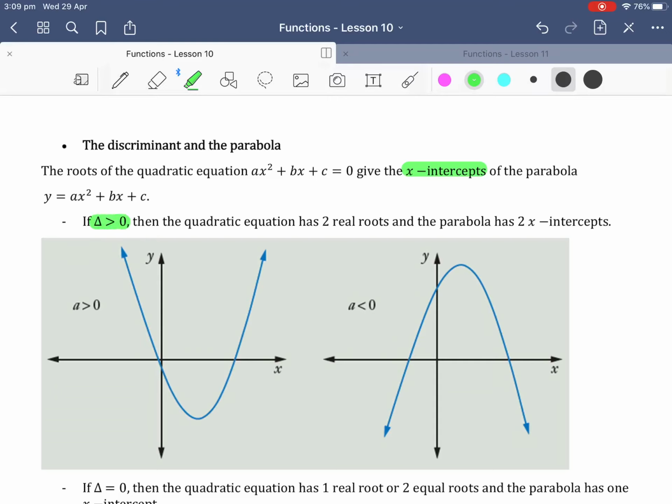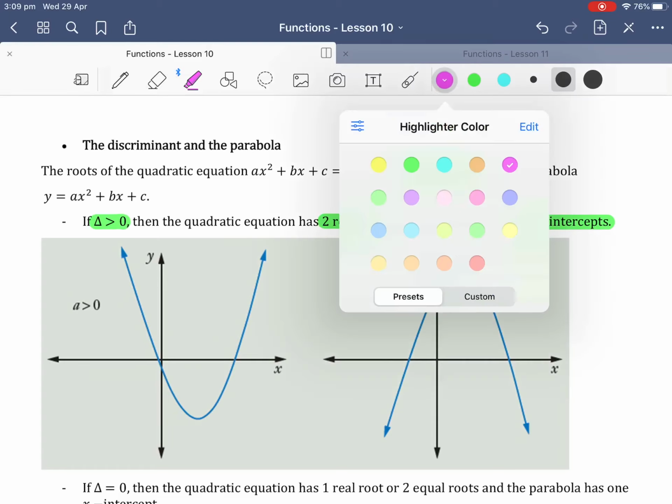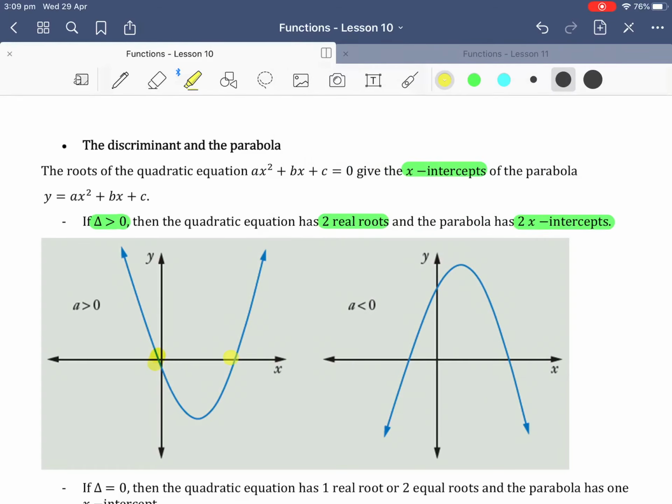So if our discriminant is greater than 0, then we know that our equation has two real roots. Because it has two real roots, the parabola must have two x-intercepts. So we have our two x-intercepts here and here, when a is greater than 0 and when a is less than 0. For a greater than 0, it just means our parabola is concave up. And when a is less than 0, it just means our parabola is concave down.